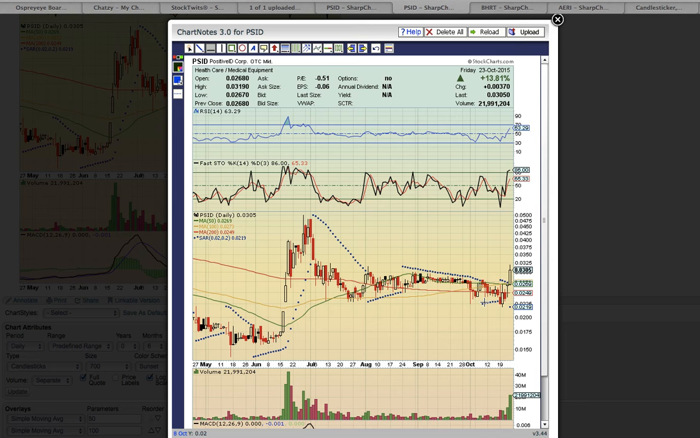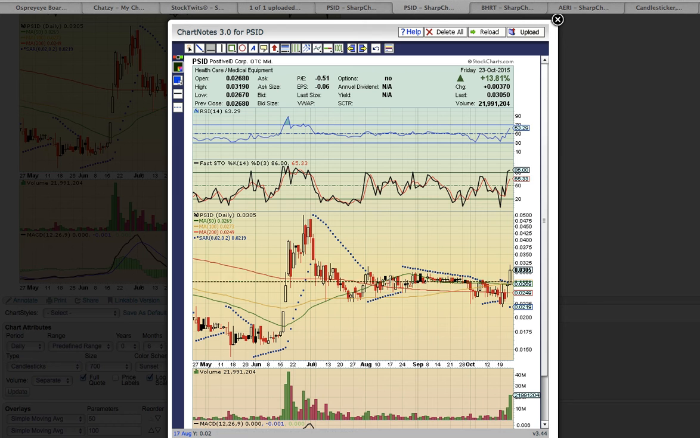There was a parabolic SAR bullish flip on Friday. As you can see, these blue dots here were above the candles last week until Friday when they flipped below the candles. So this is something that we look for. This is called the parabolic SAR buy signal, or we just call it the bullish flip. And SAR stands for stop and reverse. So what this is telling you is that the prior downtrend has stopped and has reversed. So we're looking now for a new uptrend to begin.